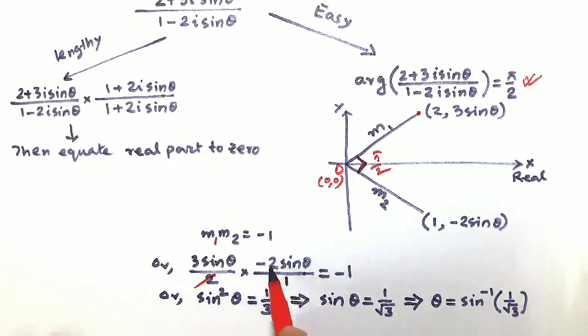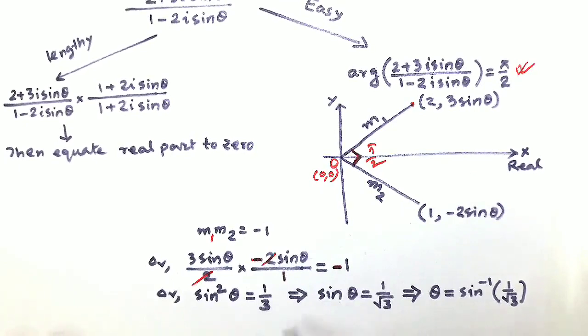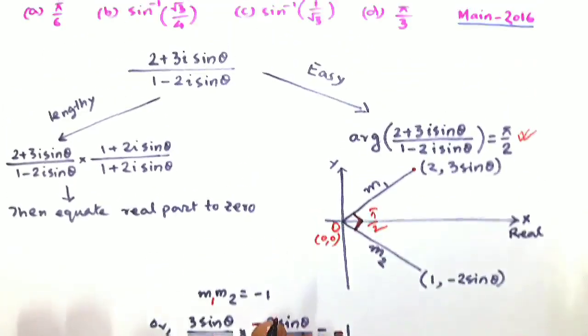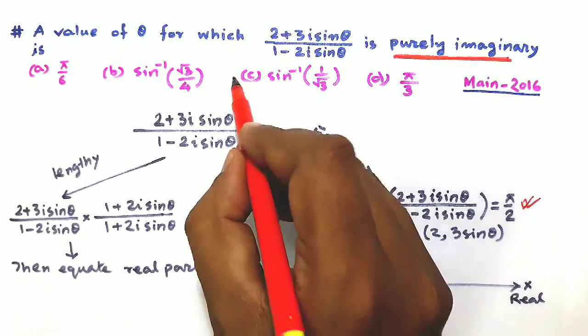So the product is equal to minus 1. You can cancel these two negative signs, and you are getting sin square theta equal to 1/3. So sin square theta is equal to 1/3, means sin theta is equal to 1 by root 3. So theta is equal to sin inverse 1 by root 3. The option is C.